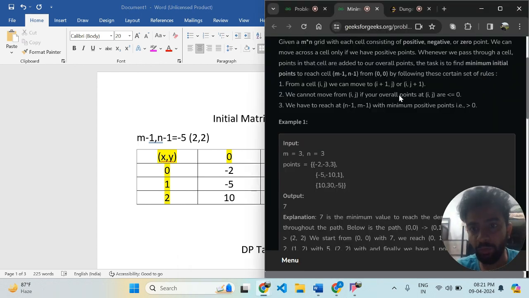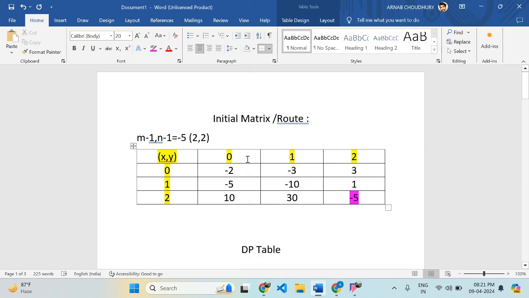We can move starting from 0 comma 0. So we have to start from here, this 0 comma 0.